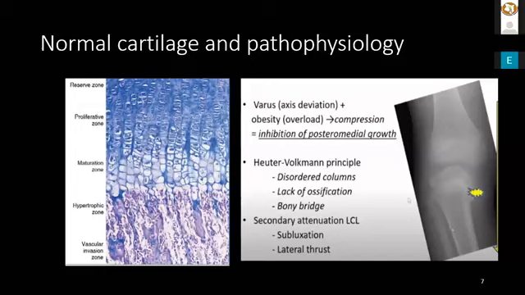The result of that is secondary attenuation or thinning of the lateral collateral ligament, which explains the subluxation of the knee as well as the lateral thrust, which is typical of Blount's disease.